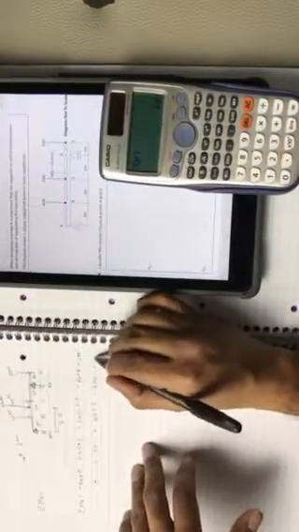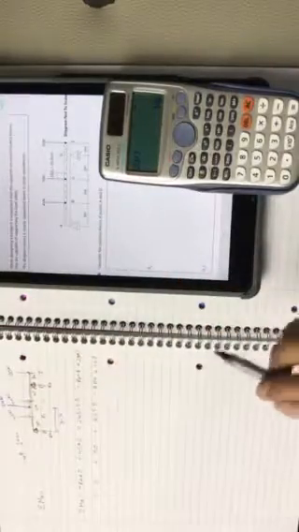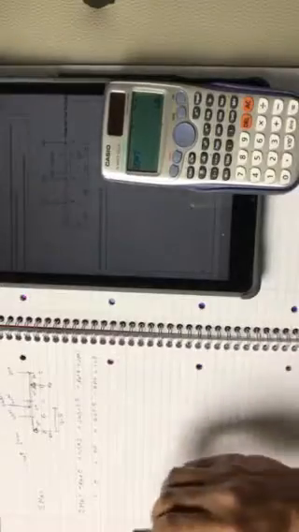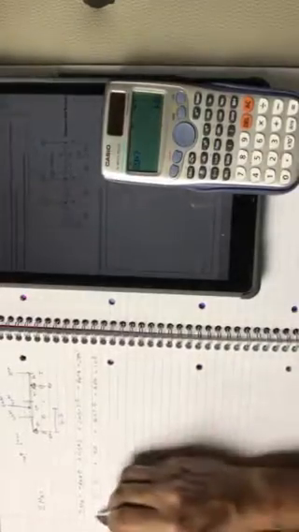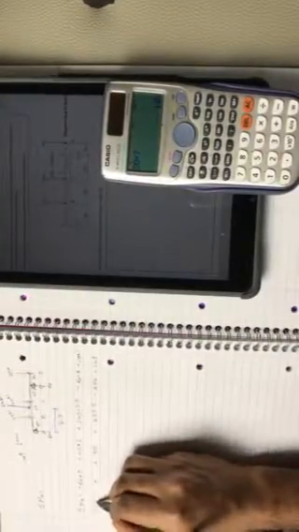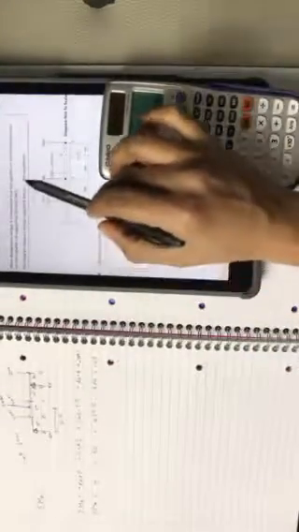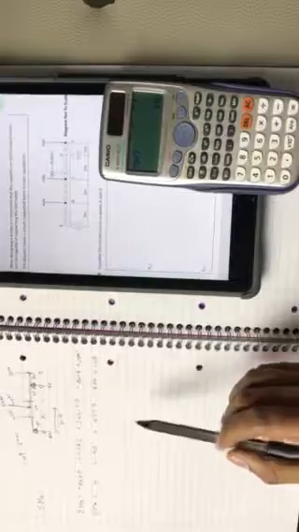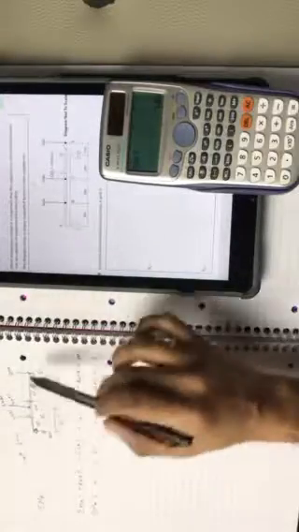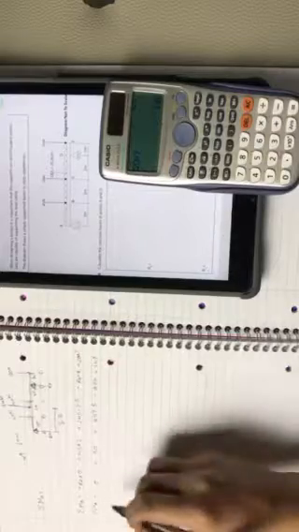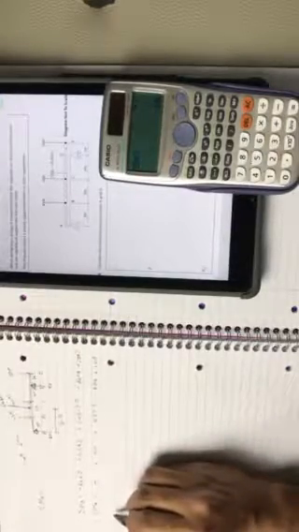140, always use the calculator, you will never go wrong. And that's my expression for the moment at A. Now what we have to consider is this beam is in static equilibrium. What this means is it's stable, it will not move anywhere, and hence the moment is 0. I'm going to write it down.